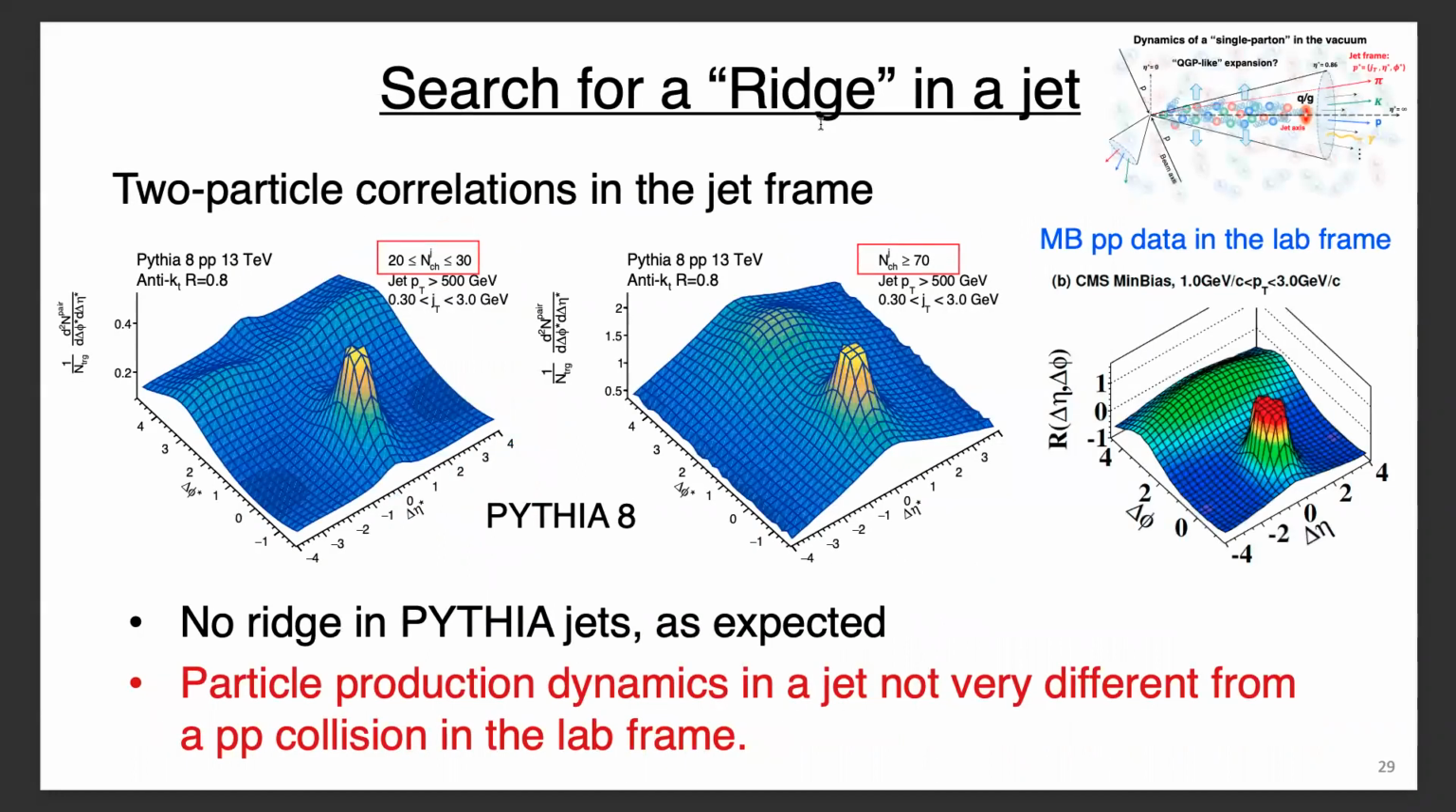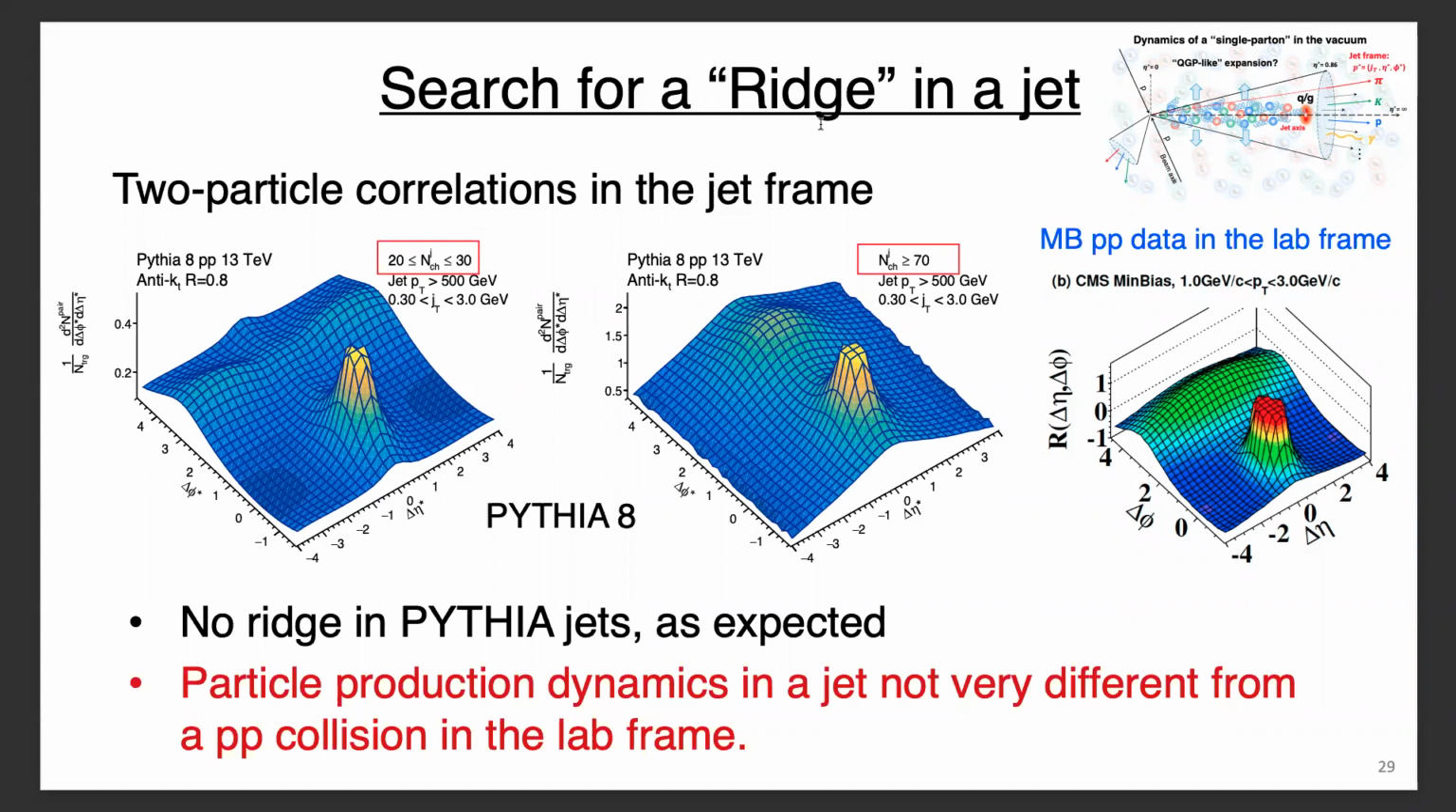Okay, so if we do a two-particle correlation in this new frame, let's take PCF for example. This is low multiplicity jets, and this is high multiplicity jets. You can see, to first order, the structure of the correlation is very similar to the lab frame. You see the near-side peak and away-side broad structure, but this is in a completely different frame. And of course, I expected there's no ridge in PCF.